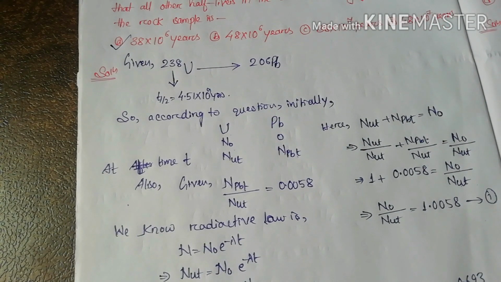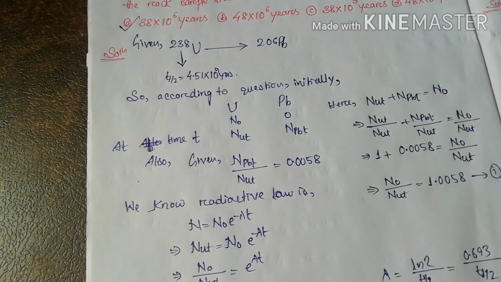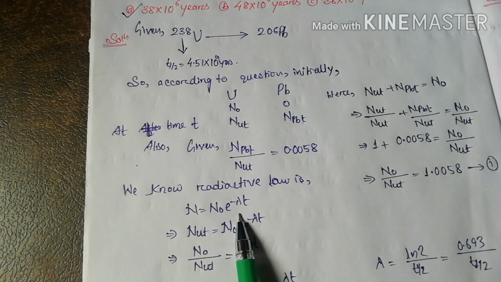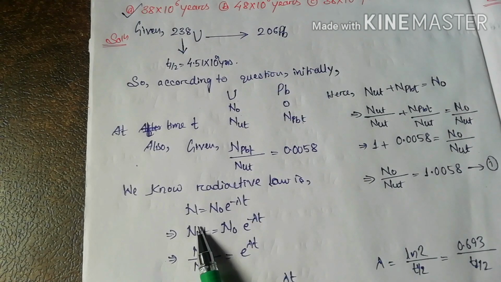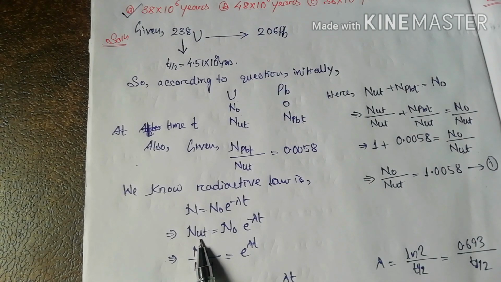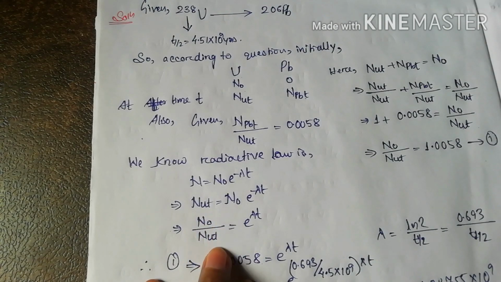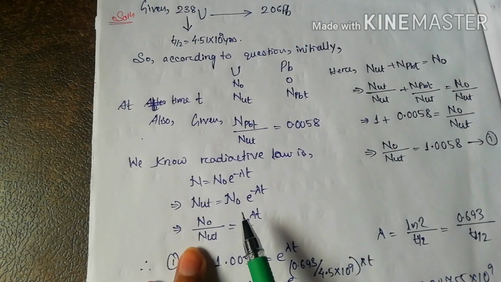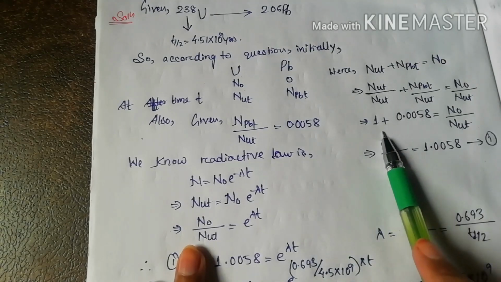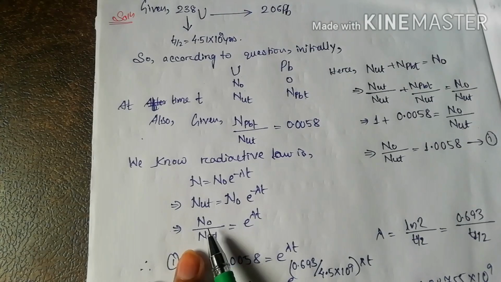Now we will use the common radioactive decay law, which says that N, the number of atoms, is equal to N0 e to the power minus lambda t. With this equation we will write it for N_U: the number of uranium atoms after time t is equal to N0 e to the power minus lambda t. Here we will use the value of N0 by N_U(t), so we will find the ratio N0 by N_U(t).